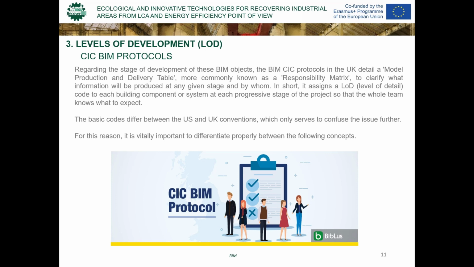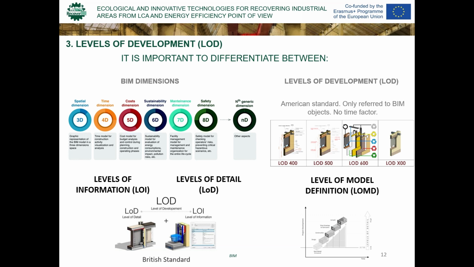For this reason, it is vitally important to differentiate properly between the following concepts. These concepts often lead to confusion. The terms LOI and LOD come from British standard definitions and referred to the definition of BIM objects, where LOMD is the combination of both applied to the model scale, i.e. the project to be executed, while LOD comes from the American standard. In this course we differentiate LOD, level of detail, and LOD, level of development, by means of a lowercase o in the case of the former, but in reality, both acronyms are professionally used with the same acronym, LOD, although they are different standards, hence their confusion, among other characteristics that differentiate them.